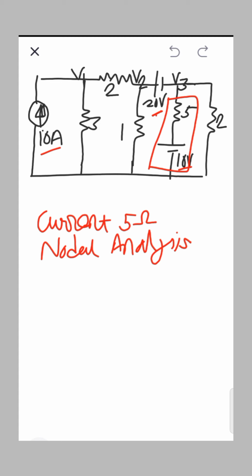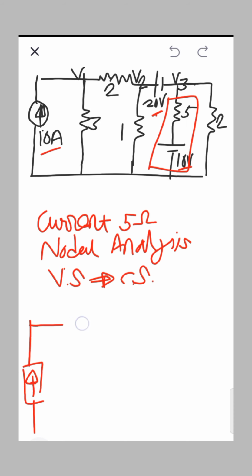Your first step will be to convert this voltage source into an equivalent current source. Convert it. This is your 10 ohm resistance, and this would be as it is.